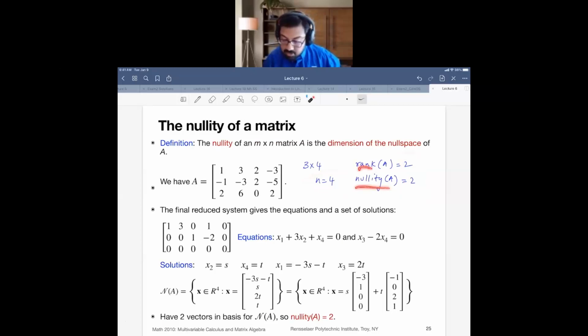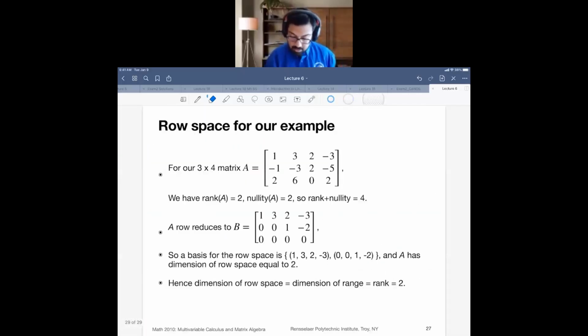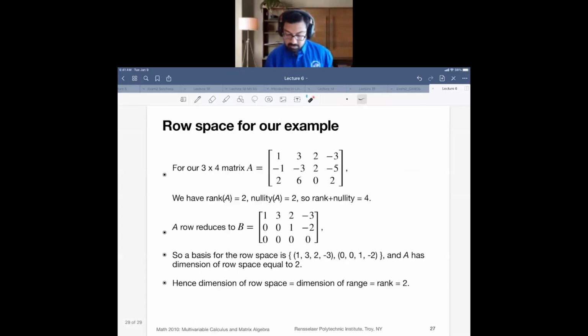So the rank plus nullity will give you the number of columns in a matrix, which also means that for a different matrix, you could have something like 3 and 1. Let's go back here. We looked at this? Yes, we did.